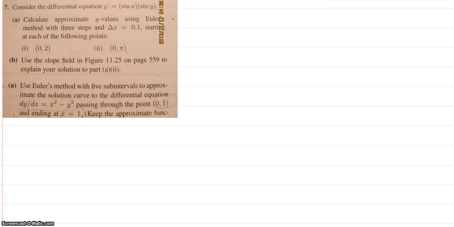Hi guys. Today I'm going to do something with Euler's method, and this is problem 7 of chapter 11.2. Here it's asking to consider a differential equation y prime equals sine of x times sine of y. For A, it asks us to calculate the problem value using Euler's method. Euler's method is y equals y naught plus dy over dx times delta x. And in this case, y prime equals sine of x times sine of y.